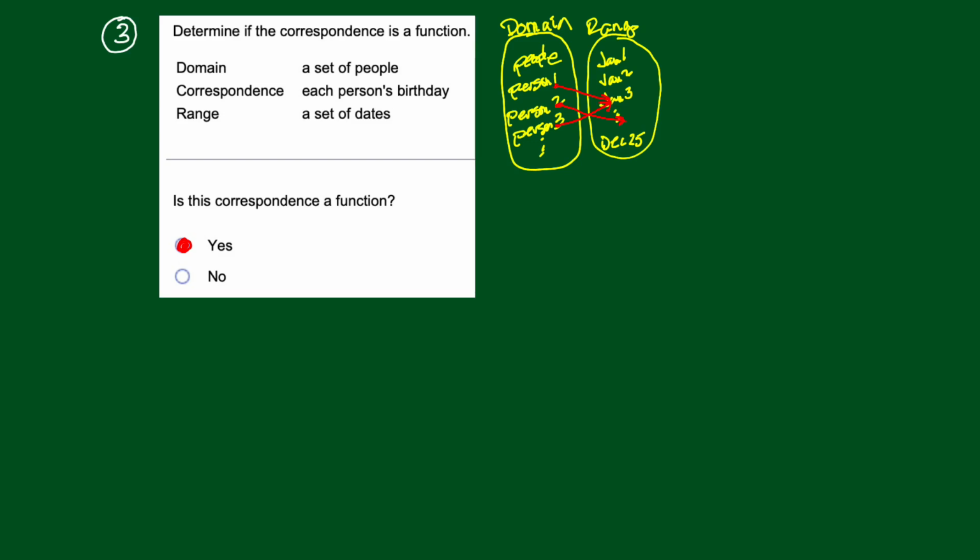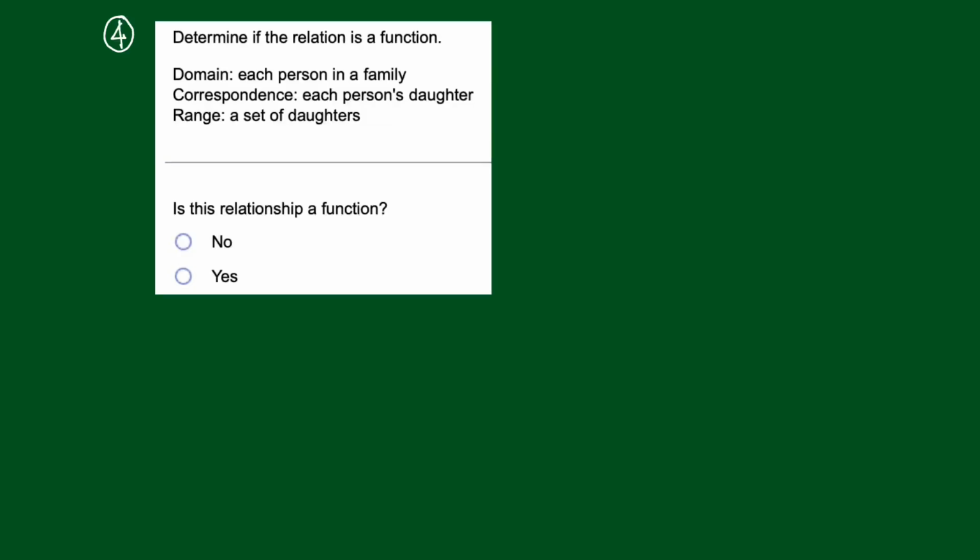Now here's where it would not be a function. I mean, I don't think this can happen, but what if person 1 had a birth date of January 3rd and a birth date of January 2nd, right? Can't happen, right? No way that can happen. So every item over here gets associated with exactly one item over here.